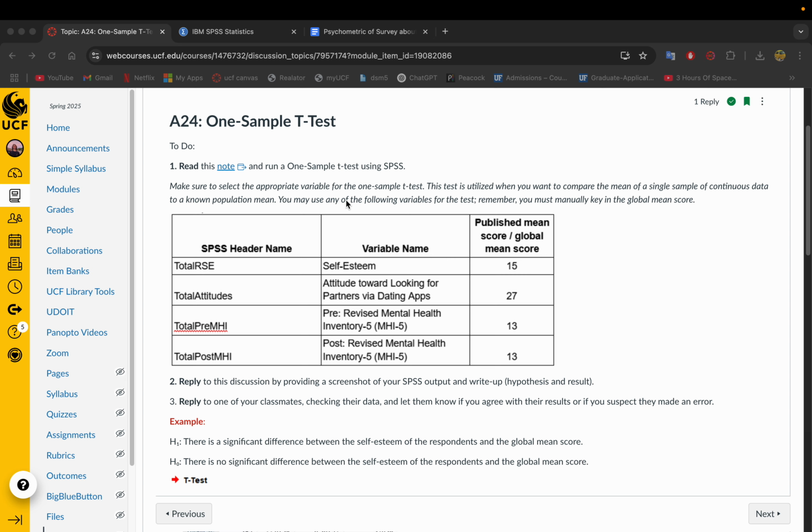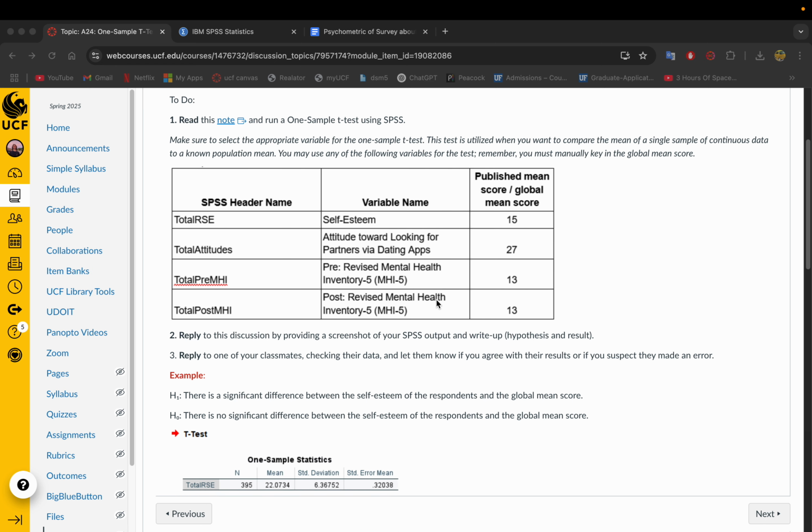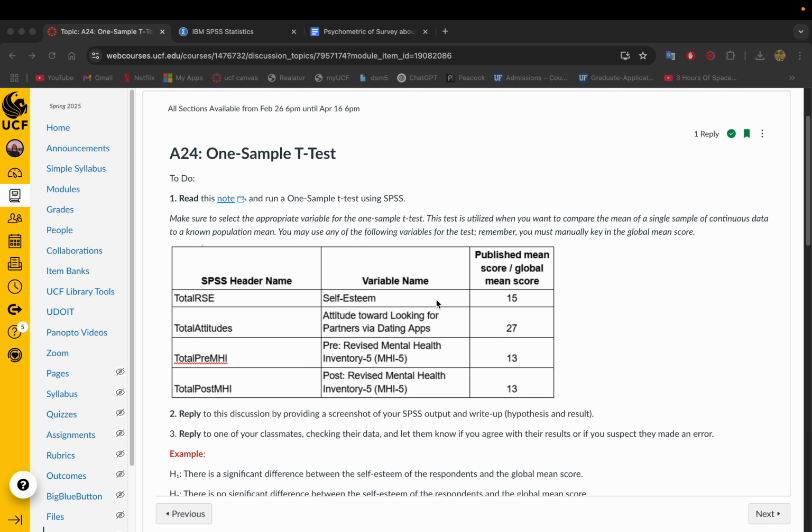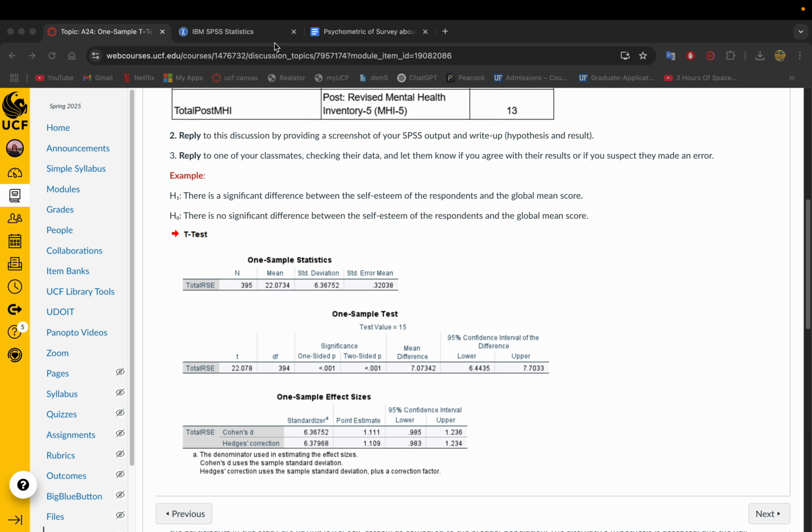So for a one sample t-test, basically what you're doing is comparing a certain population to the global population. We have our global mean scores right here for self-esteem, attitude towards looking for partners, and the revised mental health inventory. So what we're going to do is select one, and we are going to write a report for that. So yeah, let's do that.